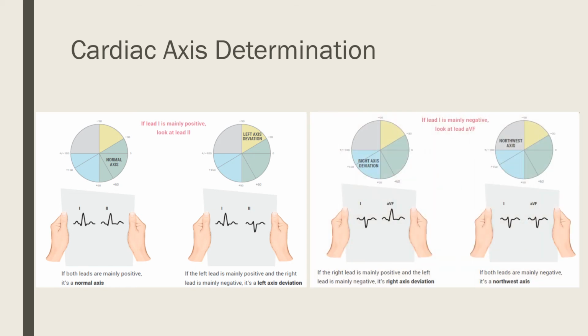If we find the QRS complex in lead 1 mainly negative, we should look at AVF, not only lead 2. If it is positive in AVF with negative in lead 1, this is right axis deviation, which means that the axis is between plus 90 to plus 180. If the QRS complex is negative in lead 1, 2, 3, and AVF, this is northwest axis deviation.